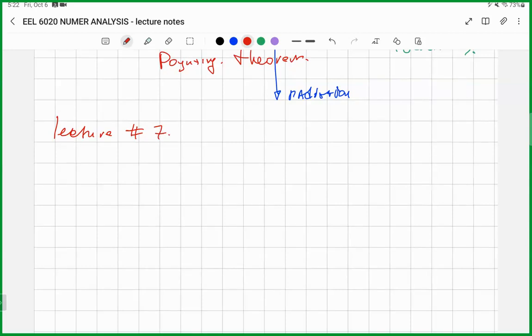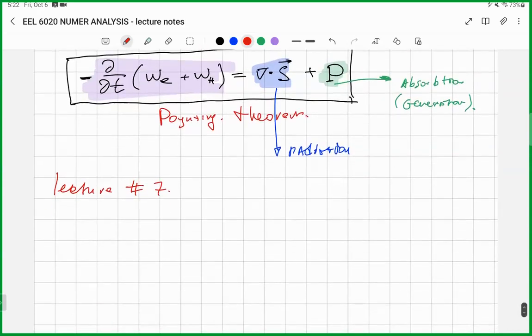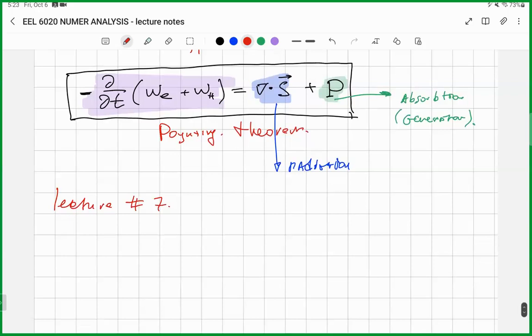Let's look at this Poynting vector a little bit in detail, in depth. We see that all these terms in this formula are described by products of two different quantities. For example, the Poynting vector is the cross product of electric field and magnetic field. So it's a product of two quantities.